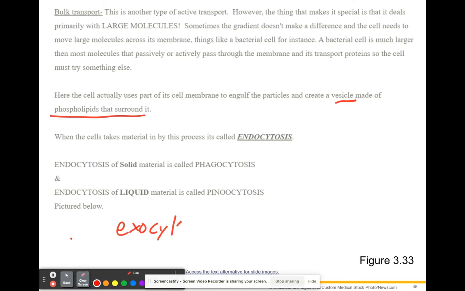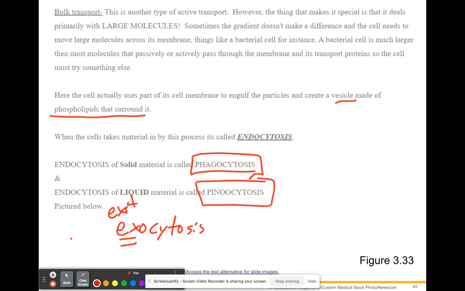Exocytosis. EX means to exit, right? So it's the opposite of endocytosis, it's exocytosis. And we don't have any of these terms for exocytosis. We only talk about pino and phagocytosis when talking about the taking in of things during endocytosis.